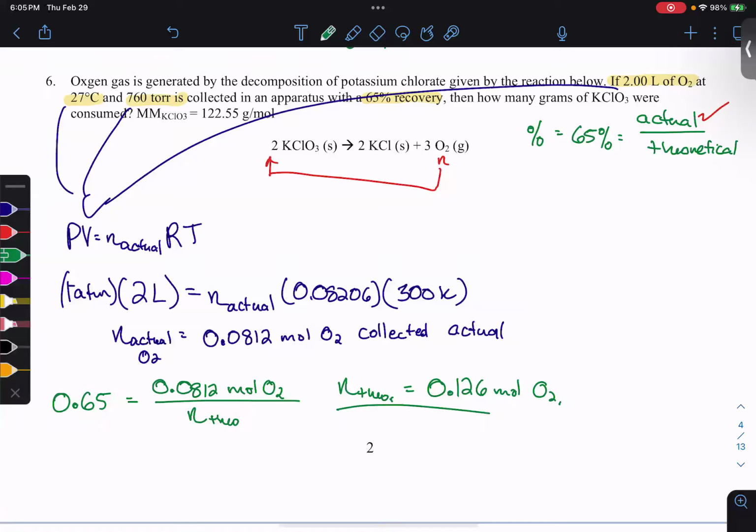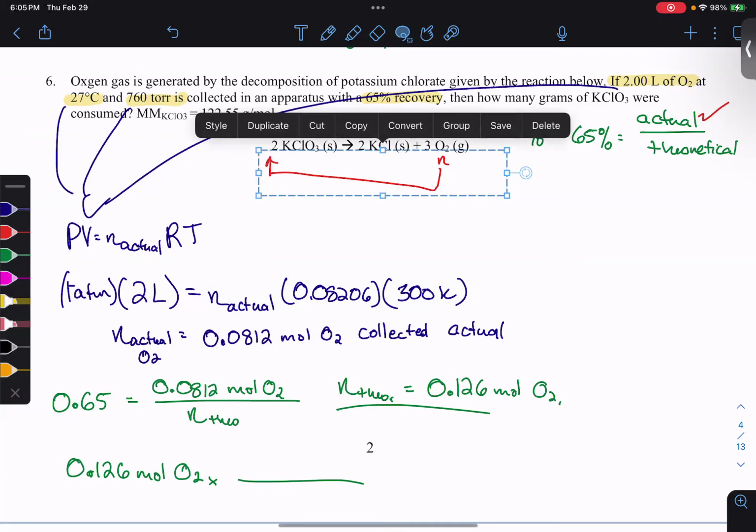So this is our theoretical amount. This is the number that we use in stoichiometry. So essentially we have to divide by our percent recovery to get what we should have aimed for. So at this point now it's just stoichiometry, 0.126 moles of O2. All right, so let's remember how to do stoichiometry.